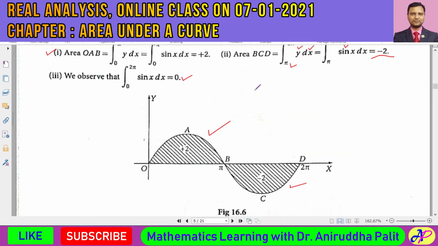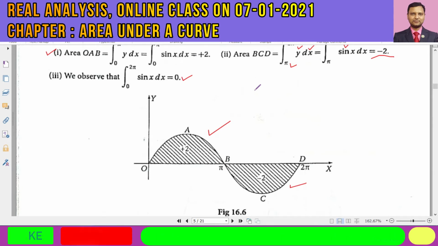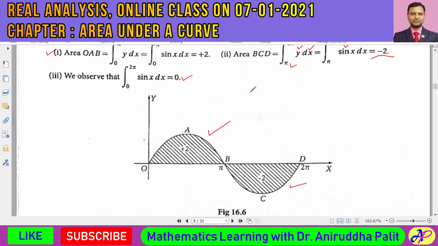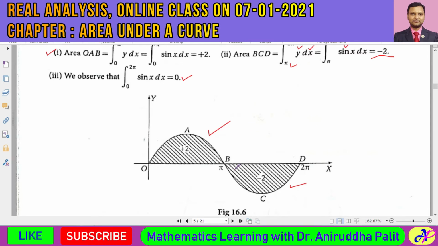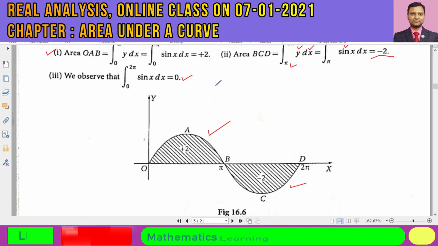So in such cases, what we generally do is divide the question into two parts. We take the absolute value of the area. If in your exam it is asked to find the area under this curve, you will have to be a little careful to answer this kind of question.